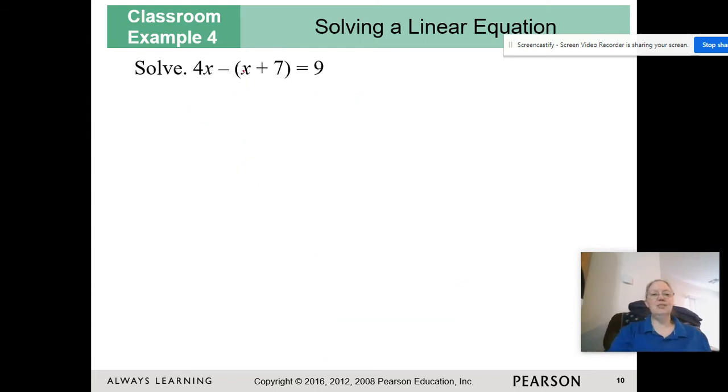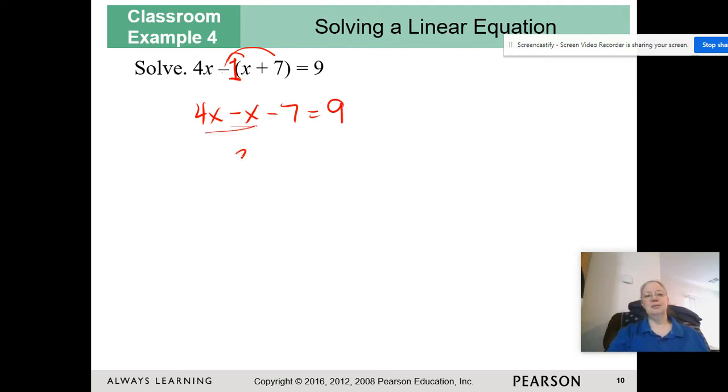All right, now this one students have trouble with as well. This is really the same thing as having a little negative 1 out front. You do have to distribute that negative. So you're going to have 4x minus x. For some reason, students always forget to take that negative and multiply it times the 7 is equal to 9.